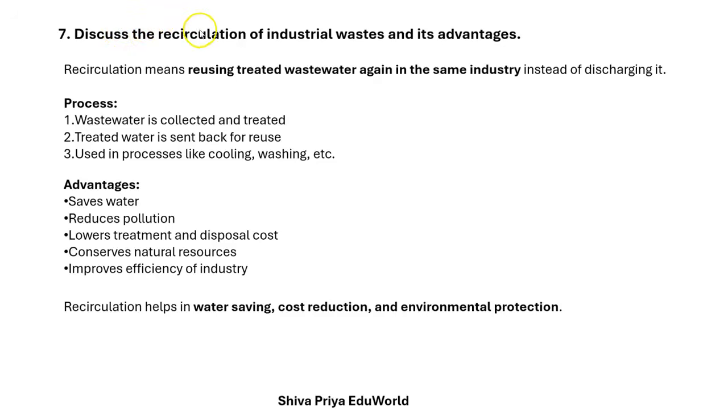And the next question is, discuss the recirculation of industrial wastes and its advantages. Recirculation means reusing the treated wastewater again in the same industry instead of discharging it. I have already told you that hot water is cooled down and they reuse it again. The process: wastewater is collected and treated. After that, treated water is sent back for reuse. As simple as that. It is used in processes like cooling, washing and so on. Clear? The advantages are that it saves water, reduces pollution, and lowers treatment and disposal cost as well. Let us move to the next question.